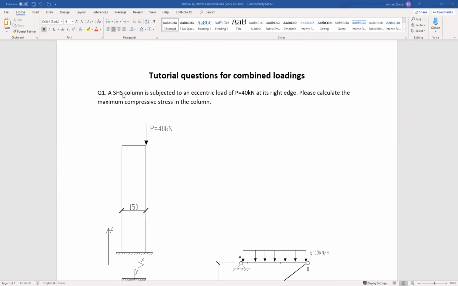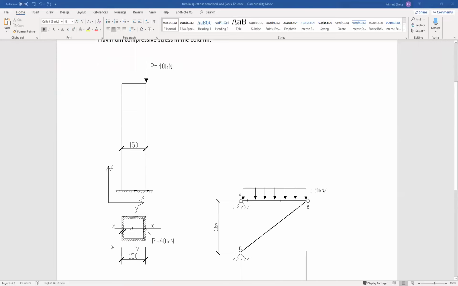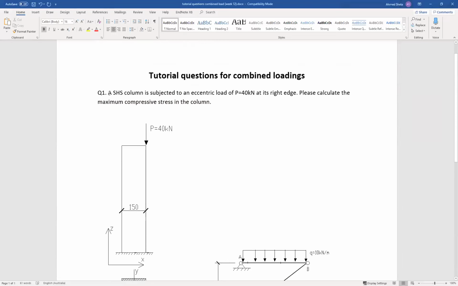We have a column under applied load B equal to 40 kilonewton, and this column is fixed at the base, and the cross section of this column is a square hollow section as shown, and the requirement is to find the maximum compressive stress in the column.